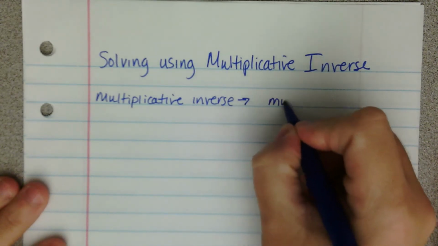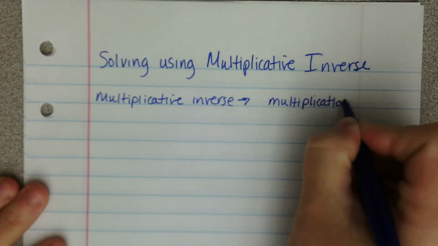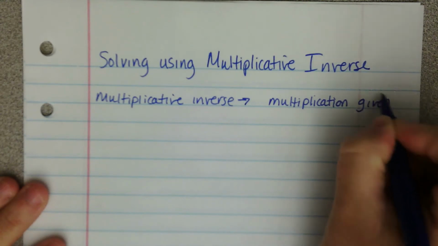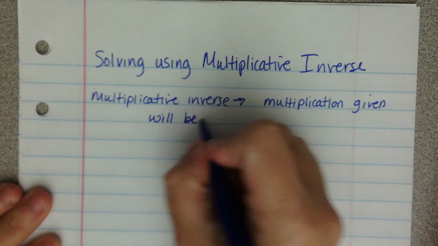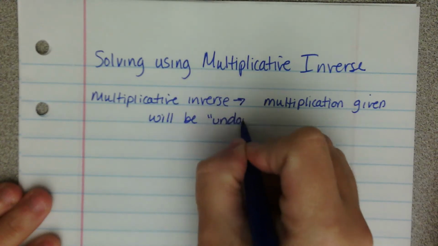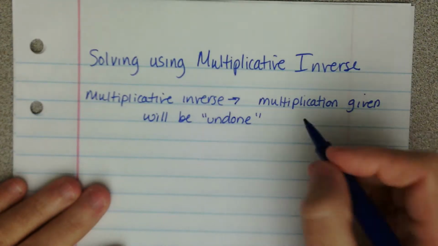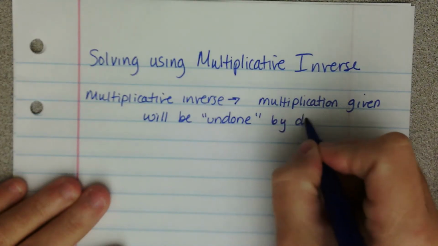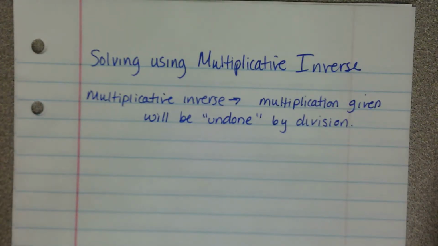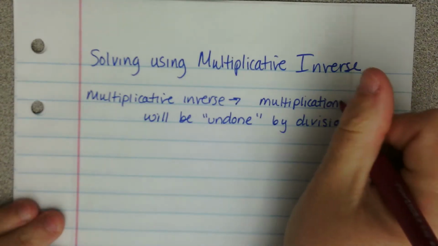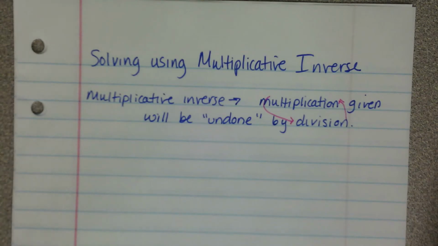So multiplication given in an equation is going to need to be undone, like to get rid of it, to undo it by division, and vice versa. So if I have a division problem and I need to get rid of that, I would use multiplication. So these two are our inverses, multiplying and dividing.